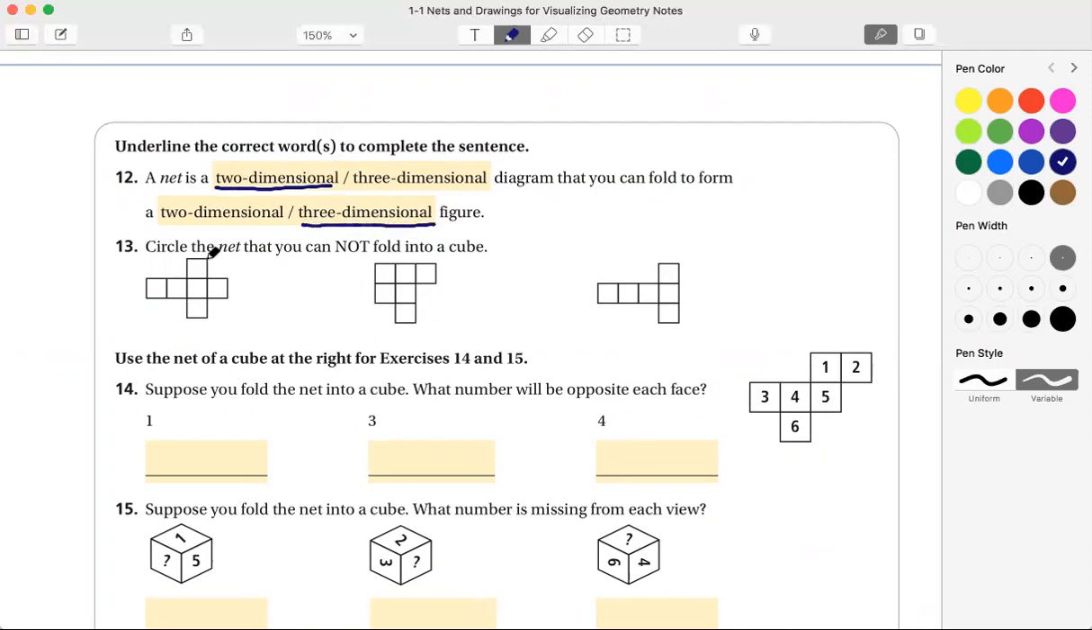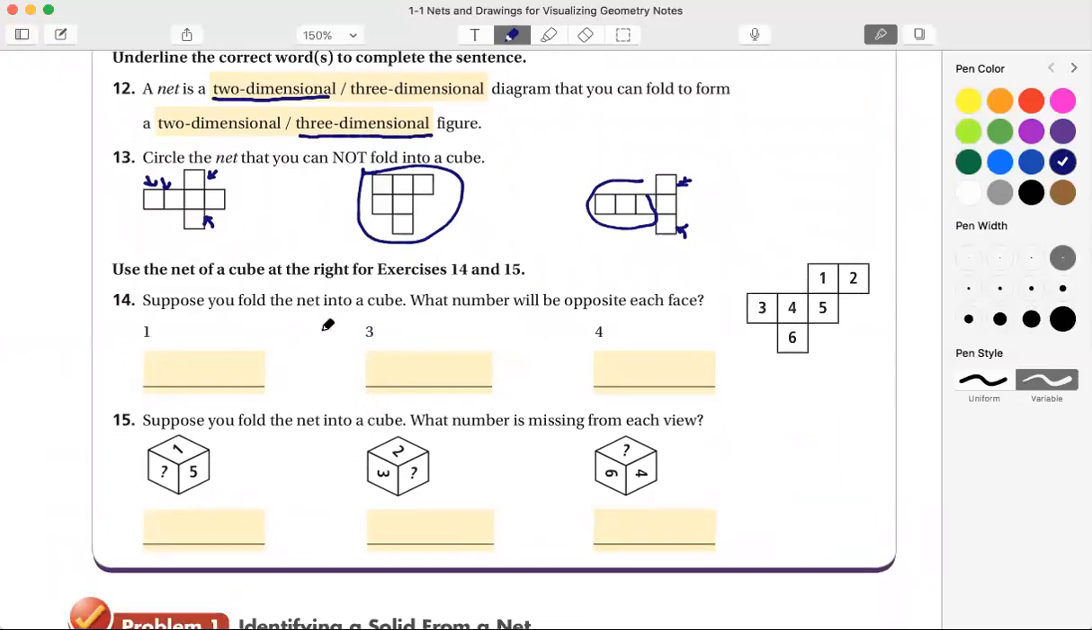Okay. We're going to circle a net that you cannot fold into a cube. So if we look at this first figure, notice if you fold this side and this side up, and then these sides up, we can actually get a cube out of it. Same thing with this. If we fold these sides up and we fold this whole side up, we can get another cube. So the one we cannot get to be a cube happens to be this middle one. There's no way I can fold those to make it a cube.